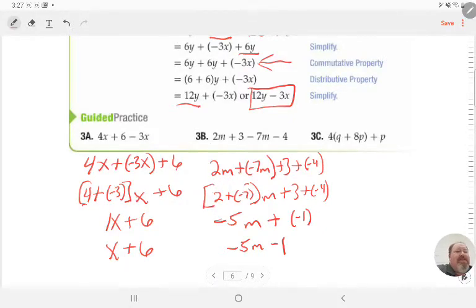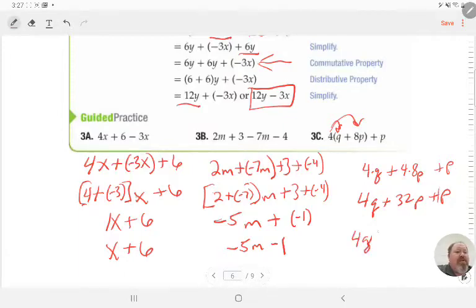Okay? Now 3c, again, we have to distribute. So I would have 4 times q plus 4 times 8p plus p. So 4 times q would be 4q. 4 times 8 is 32p plus p. Remember, that's a 1 in front of the p. So 4q plus 32 plus 1 is 33p. And that's my answer. All right.